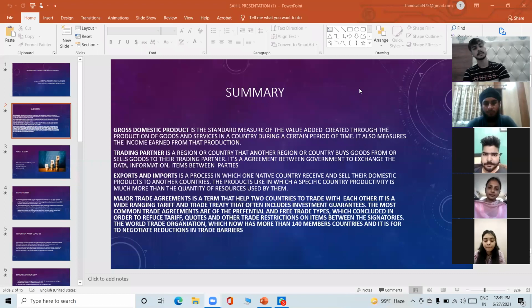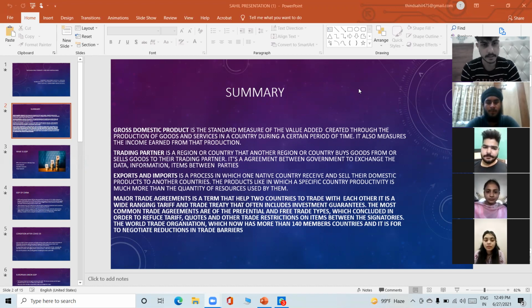My second point is trading partners. It is a region or country that another region or country buys goods from or sells goods to. For example, export and import from one country to another country. It is an agreement between governments to exchange data, information, and items between parties. For example, China sells electronic items to many countries.